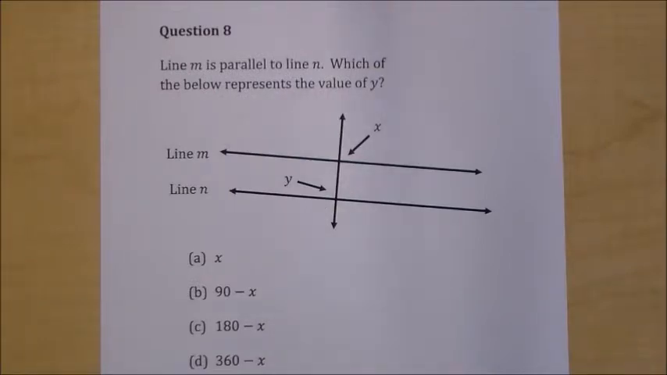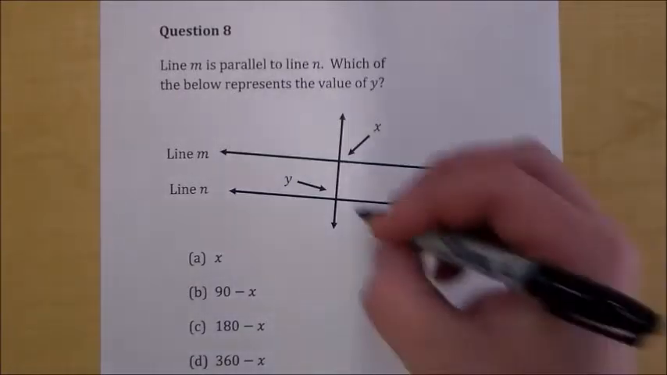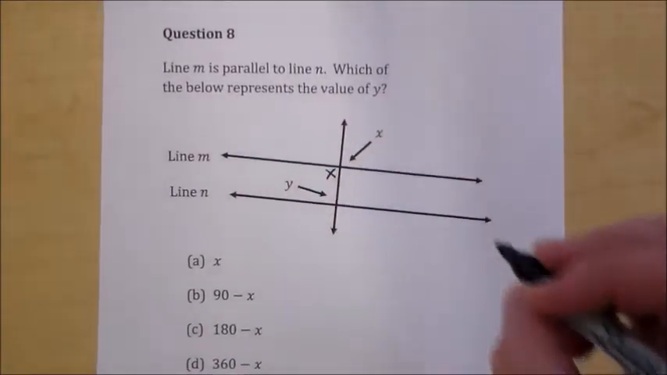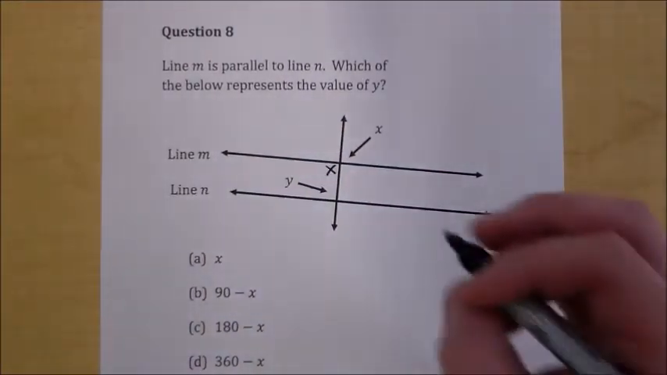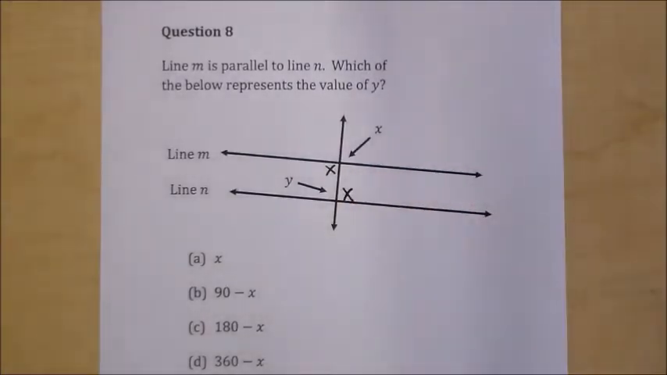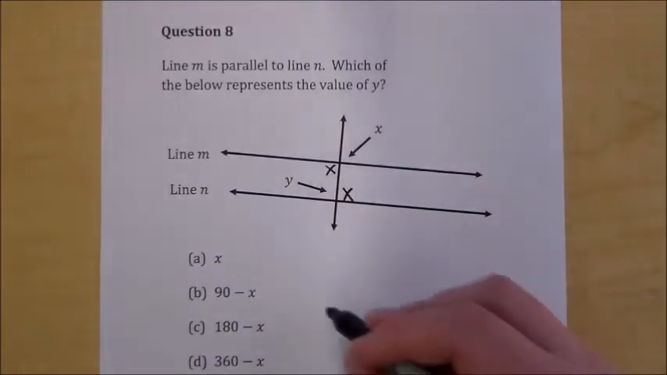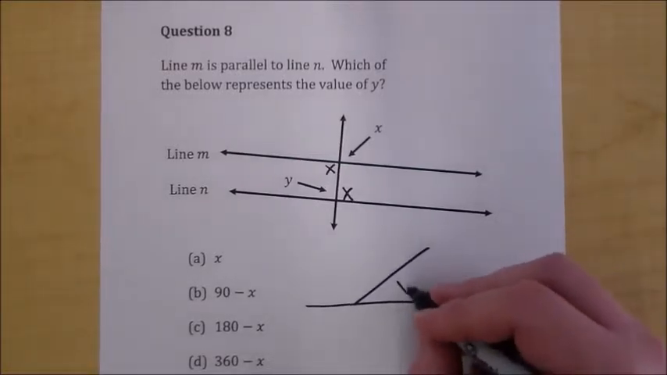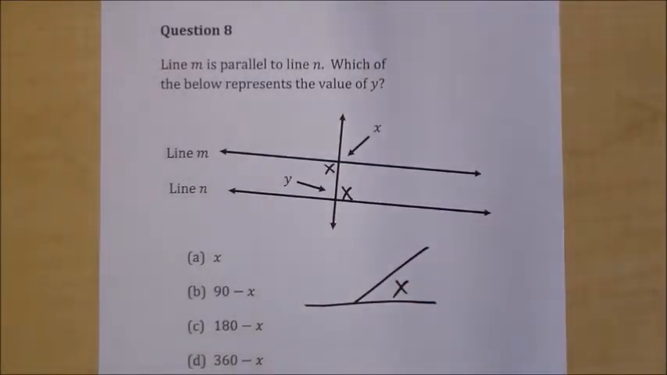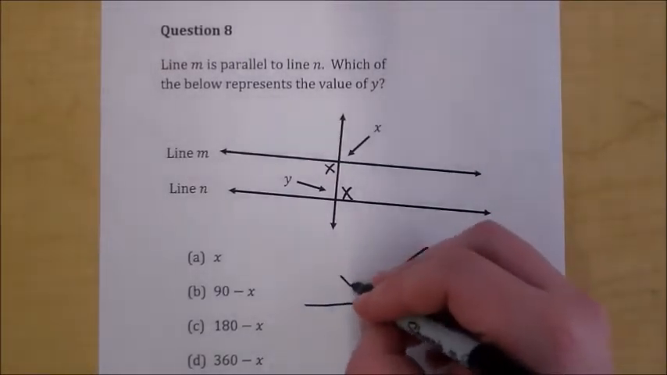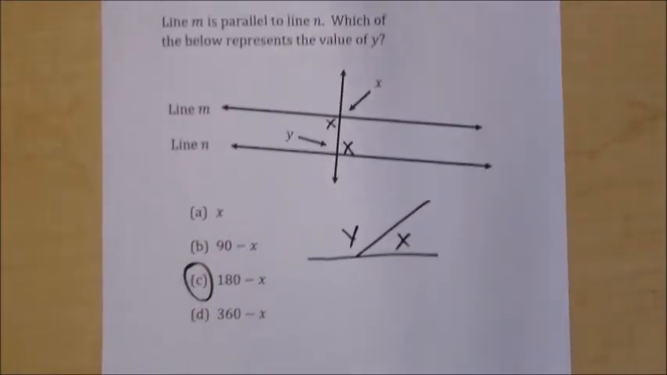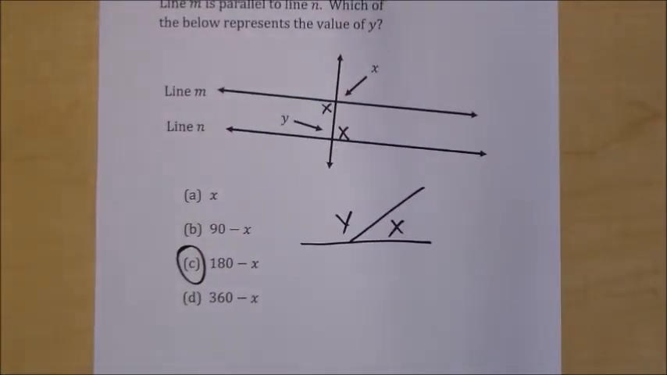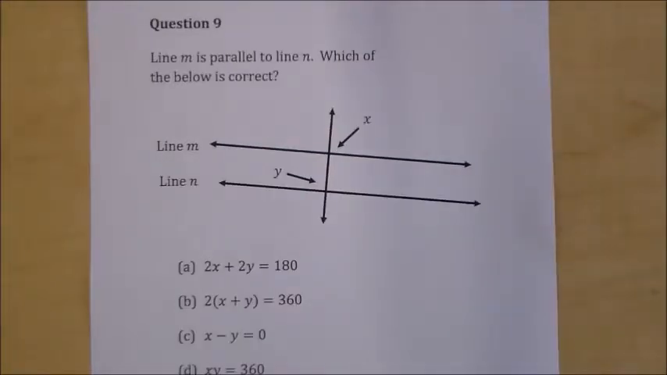Okay, question 8. Line M is parallel to line N. Which of the below represents the value of y? And we're like, okay, we're good at this. We know this is going to equal x, and because of alternate interior angles, this is going to equal x as well. So what does y equal? We have a straight line, and we have x here. The whole thing has to equal 180. So what does y equal? 180 minus x. They are supplementary. We're good.